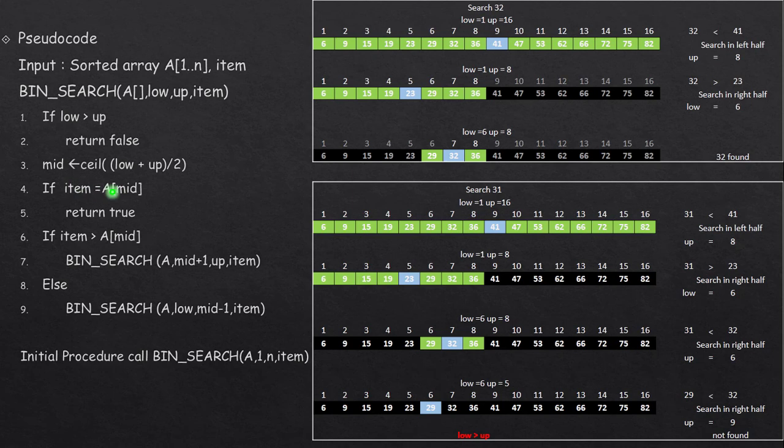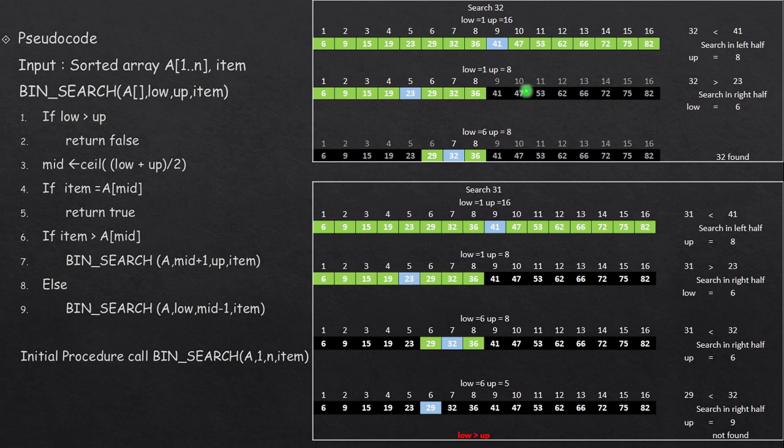Then that mid element will be compared with the item. If it is matching, then we will return true. Otherwise we will check whether item is greater than A of mid. That means the element to be searched may be on the right hand side of the mid element. So the same search algorithm will be applied to the right subarray. Right subarray means the low value will be mid plus 1, the next element to the mid. If item is less than A of mid, then the search will be applied to the left subarray. At that time the end element of the subarray will be denoted by mid minus 1. So that's the meaning of these two recursive calls.